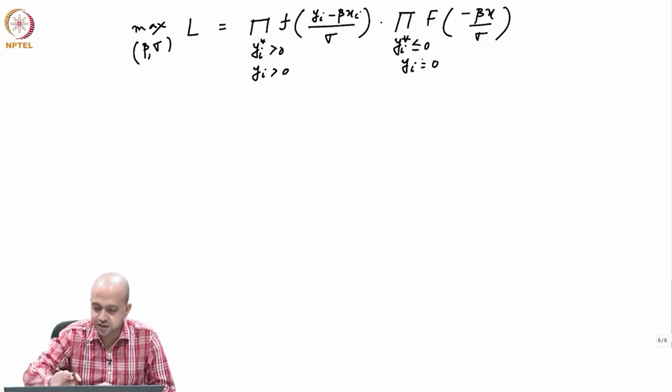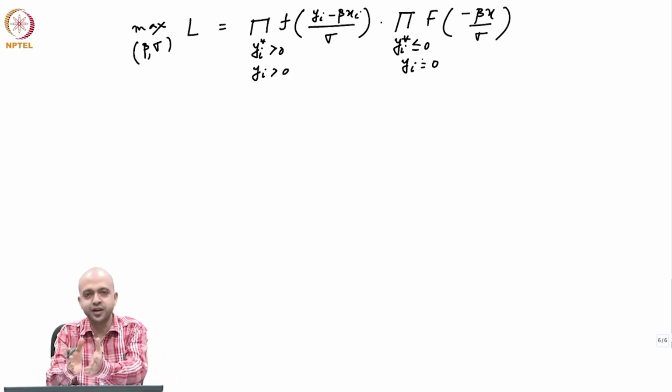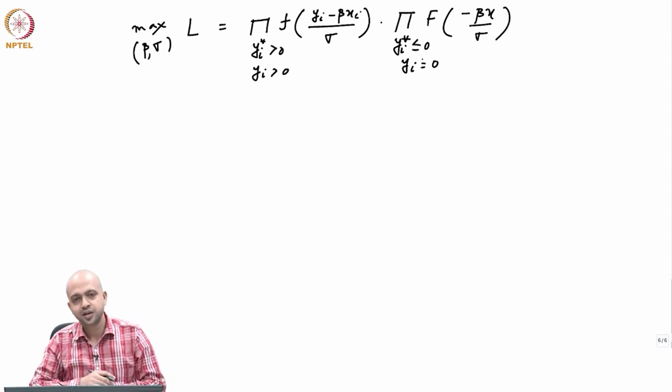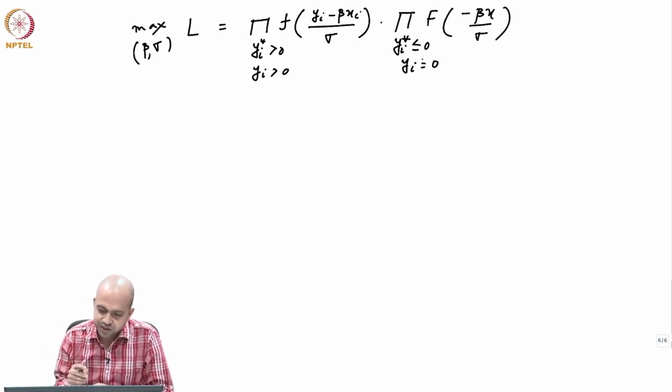Okay, this is the second set of people, this is the first set of people, and the probability of observing the entire sample is then the likelihood. And how will you maximize this likelihood? If you maximize this likelihood with respect to beta and sigma, then again you will get the beta hat and sigma hat, which maximizes the likelihood of observing a particular sample, right.